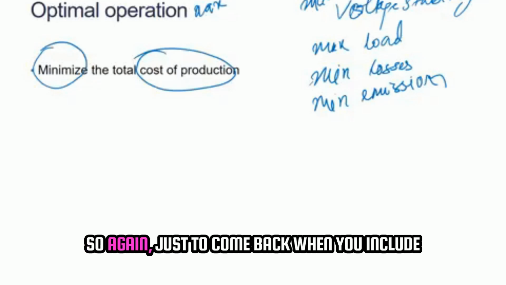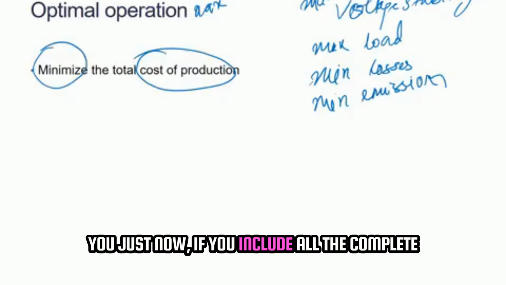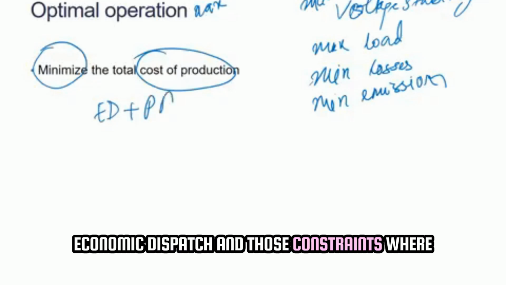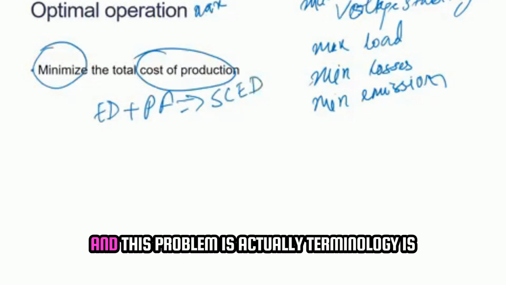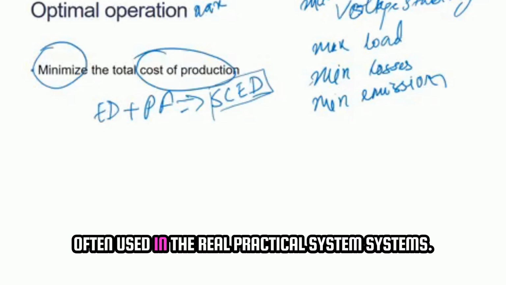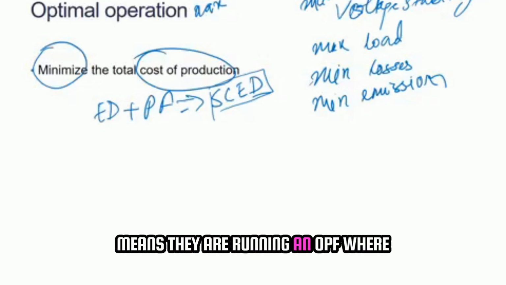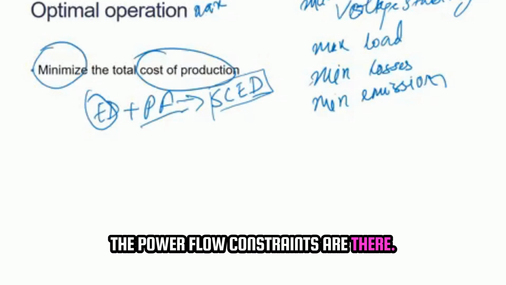So again, just to come back, when you include the technical constraints I have shown you just now, the complete state of the power system, with the cost objective, which is economic dispatch, and those constraints along with power flow, then you call this problem SCED. This terminology is often used in real practical systems. Whenever they talk about SCED, that means they are running an OPF where the objective function is economic dispatch and all the power flow constraints are there.